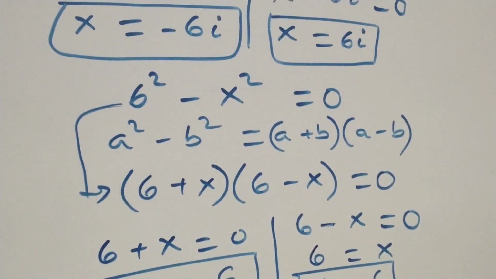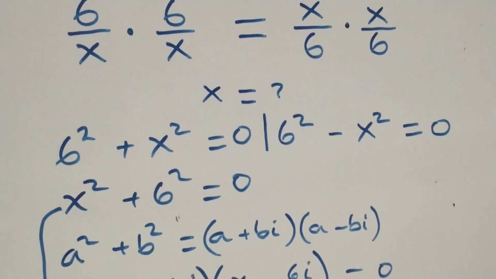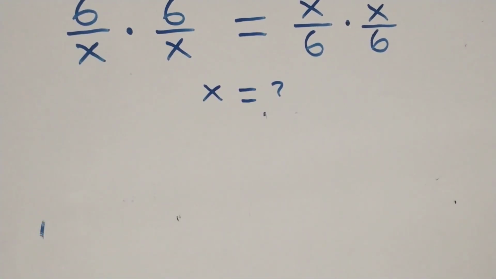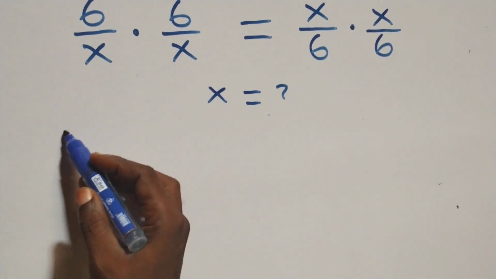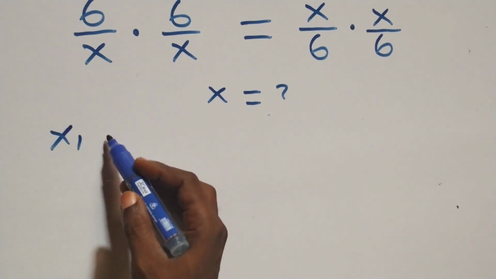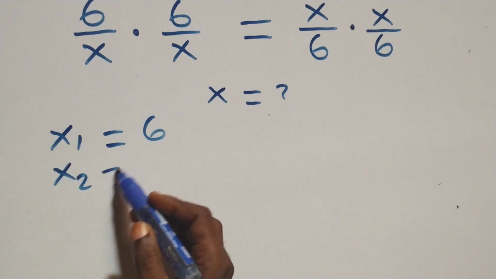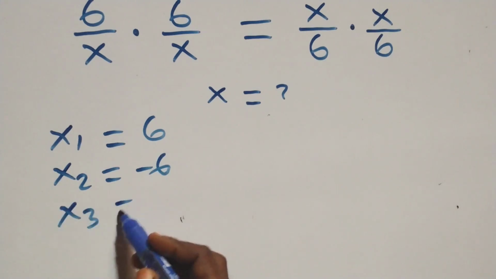That is, when we write it out together here, we have the first solution. We can call that the first solution, that's 6. Then the second solution, x2, we have minus 6. The third solution, x3, we have 6i.